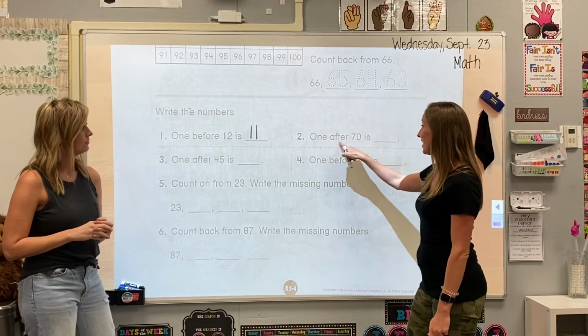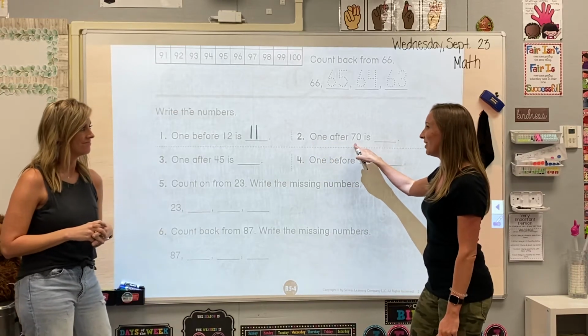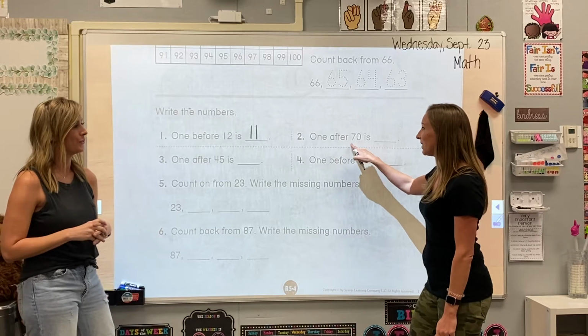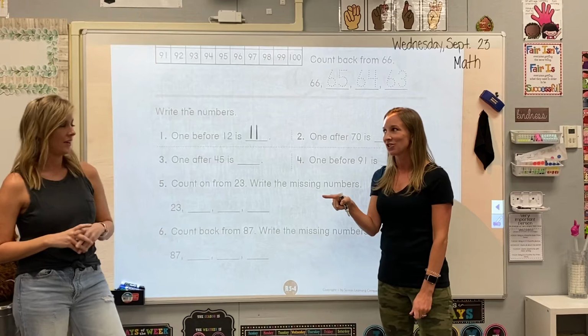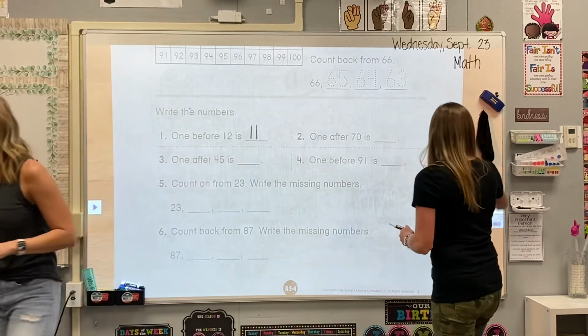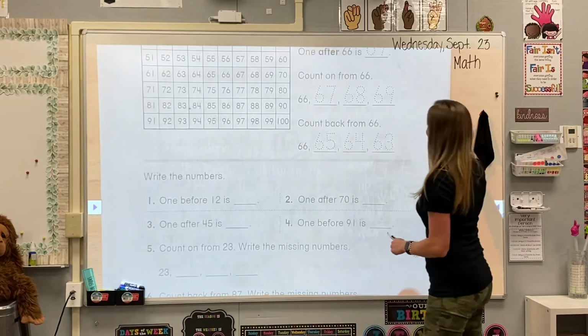They can do the same thing, but you know what? This is a tricky one. Ooh. Because 1 after 70, would you mind pulling that hundreds chart down? Can you erase a little bit of that so it doesn't get confusing? I don't want to confuse everybody on this one.